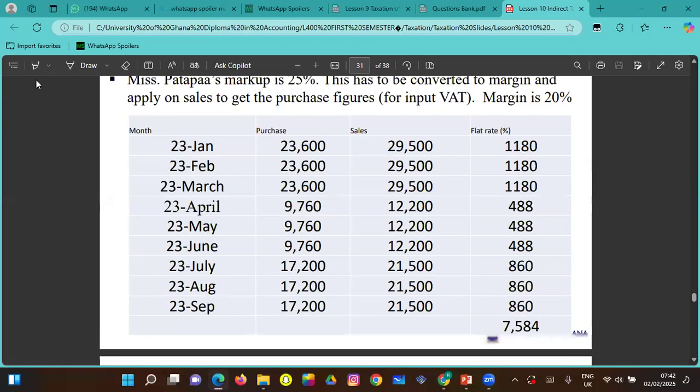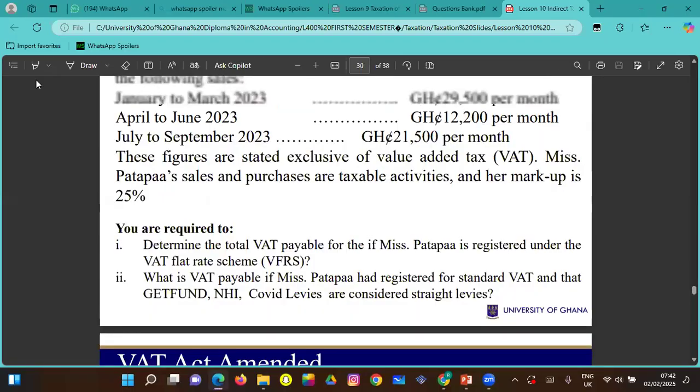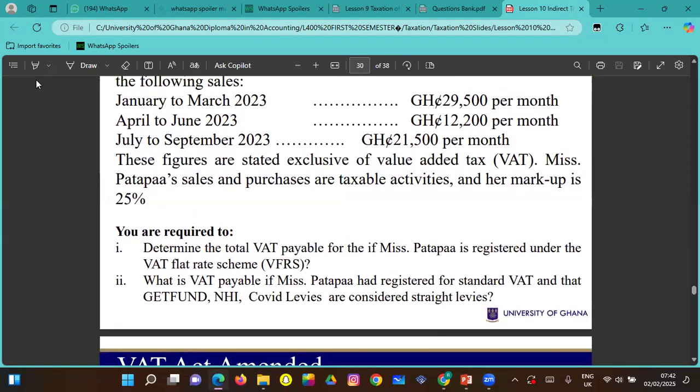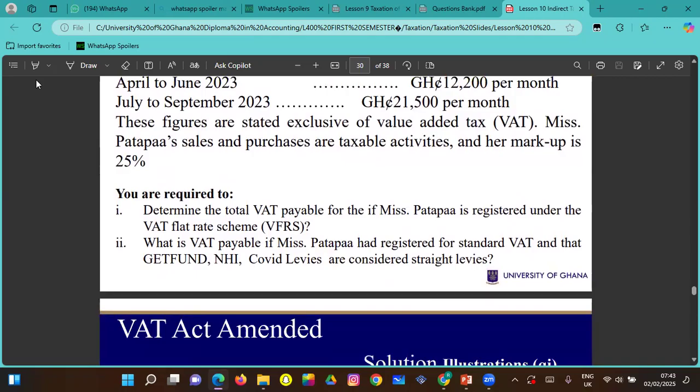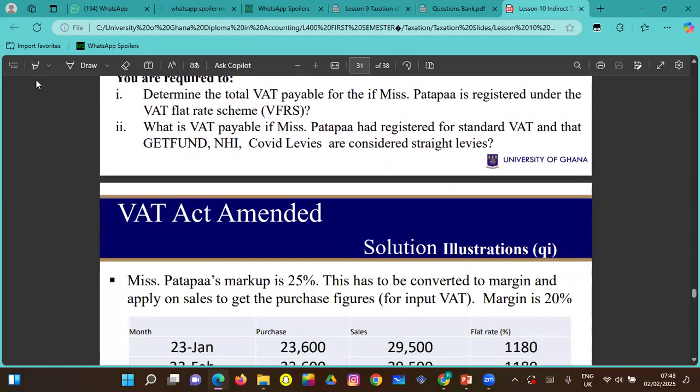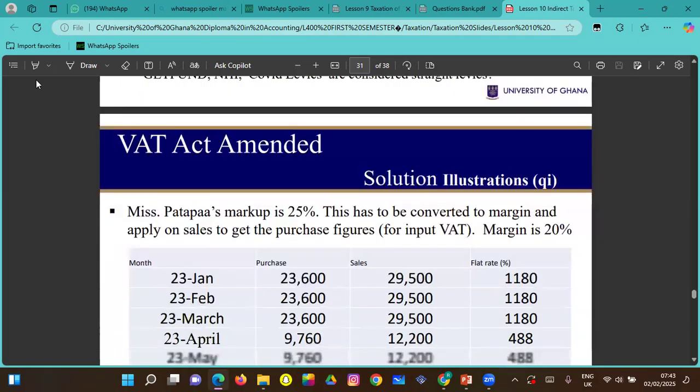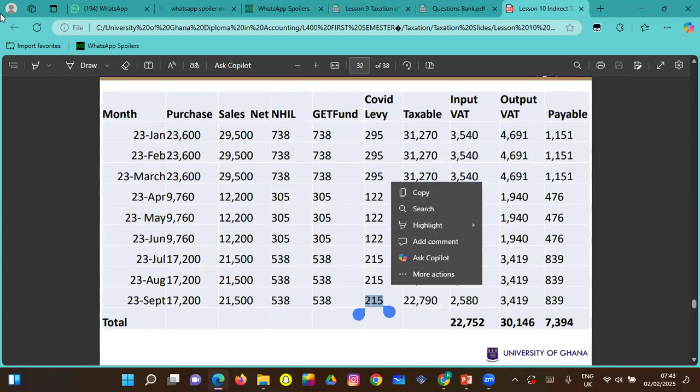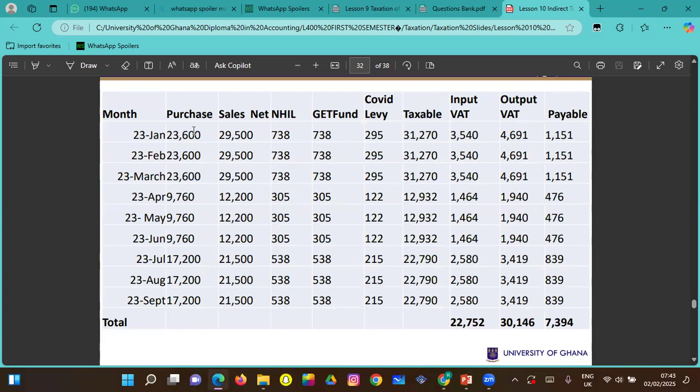Now, let's look at solution 2, where we have to calculate the VAT payable if she is registered for the standard VAT. If she's registered for the standard VAT, then as we've already computed for the purchase, there is also the sales here. So the purchase amount will help us get our input VAT.